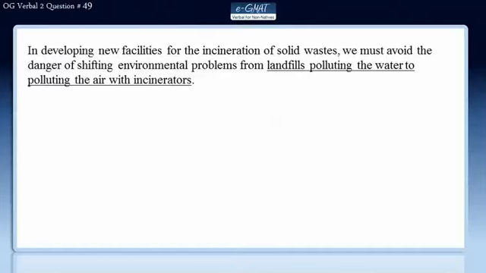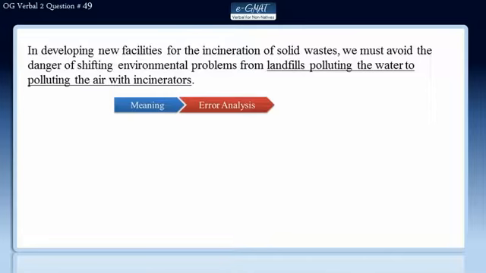We will solve question number 49 of OG Verbal second edition by using the e-GMAT three-step process. In the first step, we will understand the meaning of the sentence. In the second, we will evaluate the errors in the sentence, and finally, we will review all the answer choices to get to the correct answer.